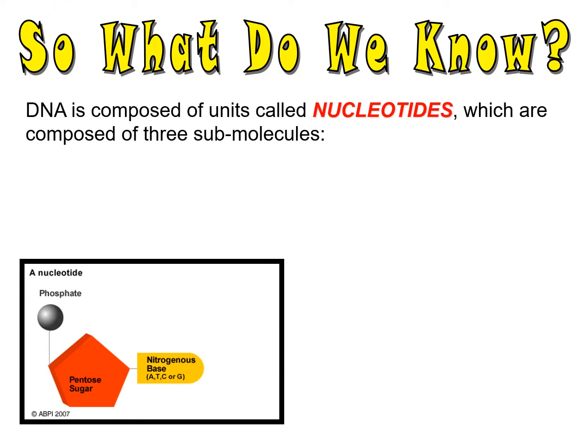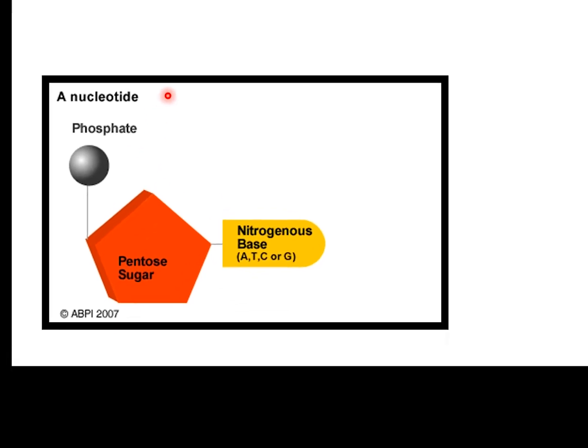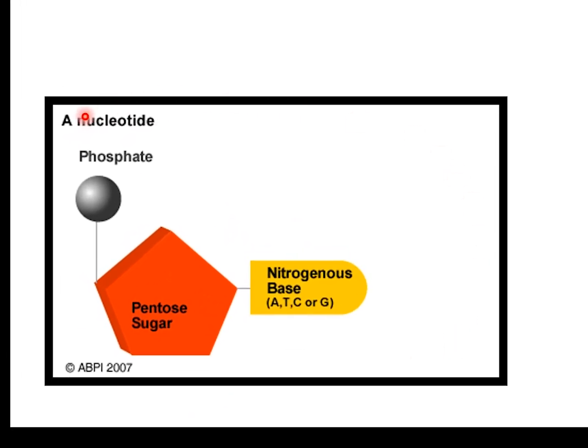DNA is composed of units called nucleotides. Now, a nucleotide is composed of these three molecules. Okay, we have the phosphate, pentose sugar, and nitrogenous base or bases. Now, in every nucleotide, there's one particular base that would match to the complementary base.